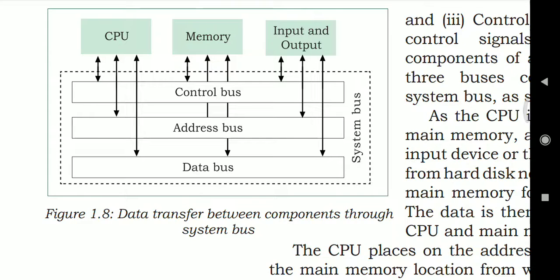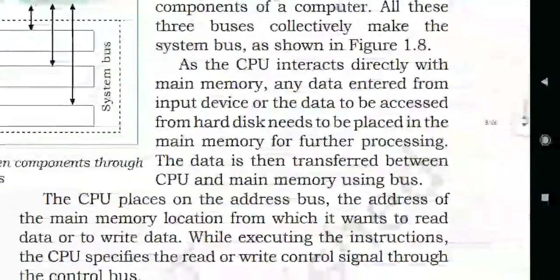Only the CPU controls the control bus. Also, the address bus gives the address information from the CPU to the hard disk, not from the hard disk to the CPU, because the hard disk cannot process it. But the data bus is used to transfer data between each and every component, such as from the processor to the hard disk and from the hard disk to the processor. That is why we have a bidirectional data bus.